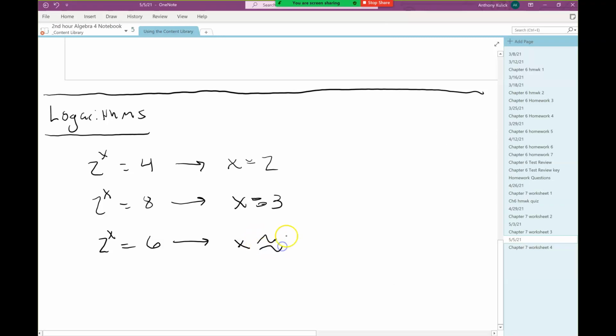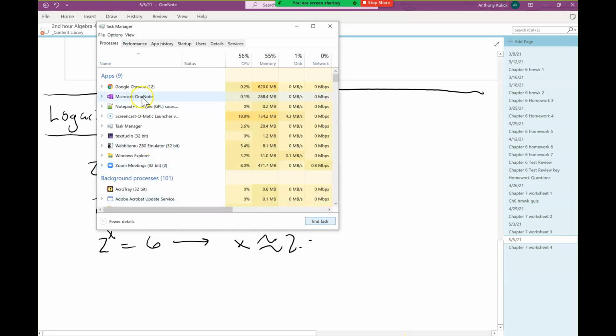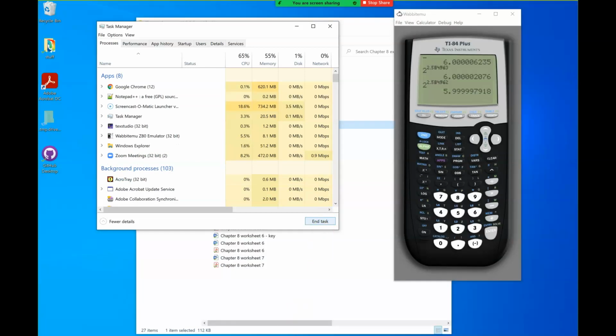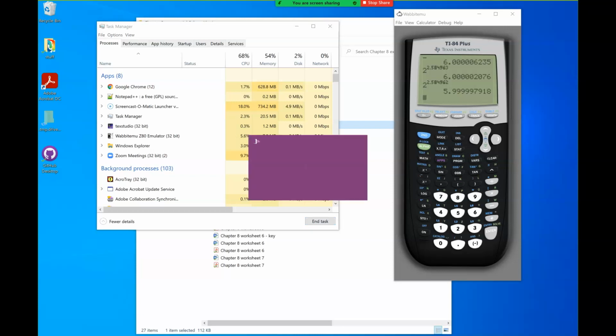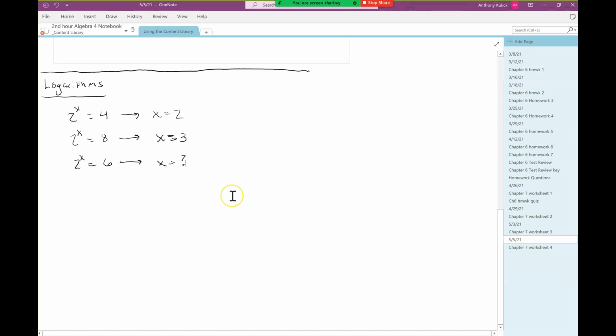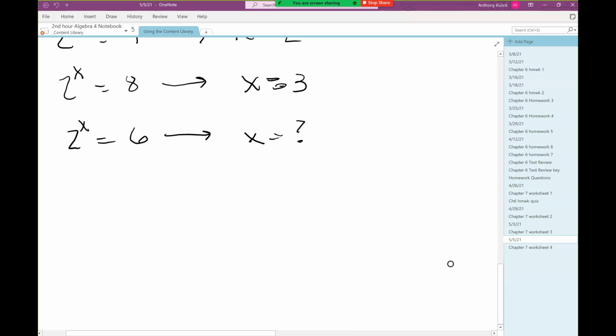So this was about 2.5. Stupid thing. We got these new computers, which is lovely. I love them. But every once in a while, one note just freezes and doesn't ever come back. The only thing I've found to get it to come back is to end task on the program and then restart it, which is kind of a hassle.